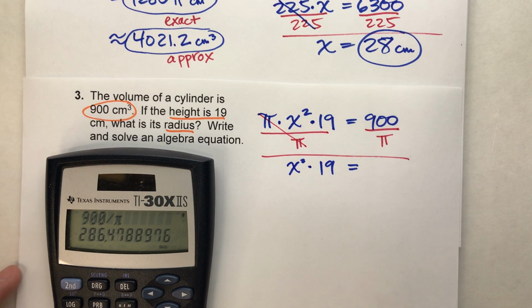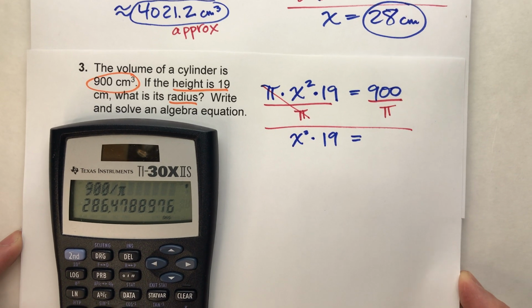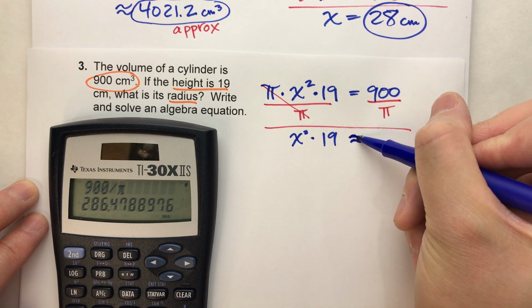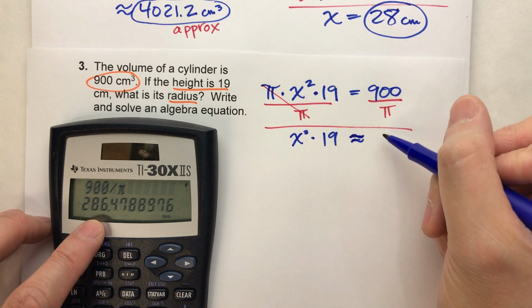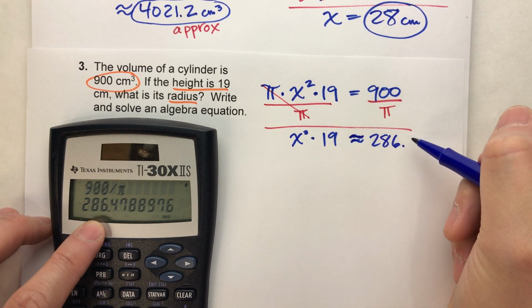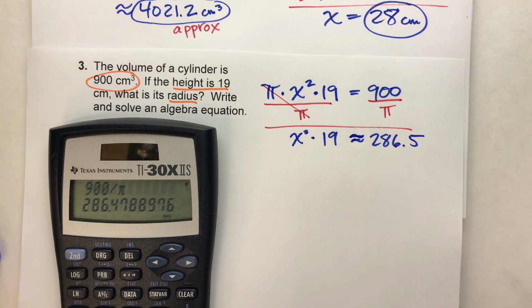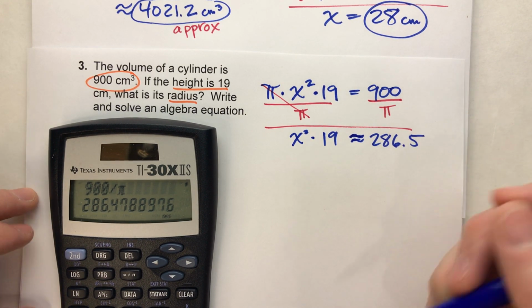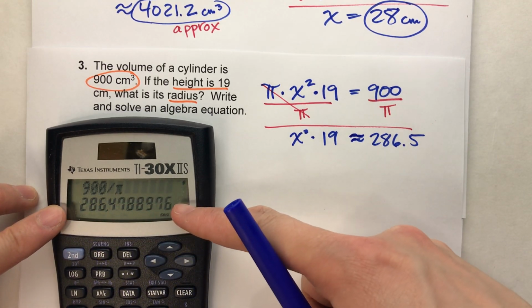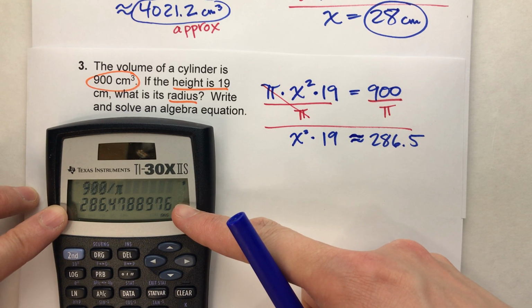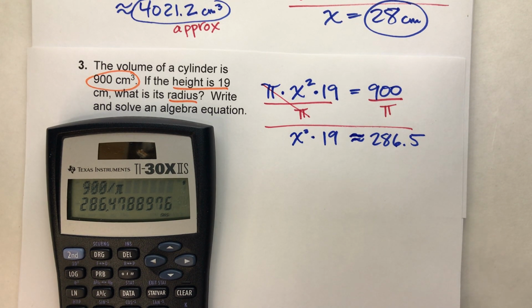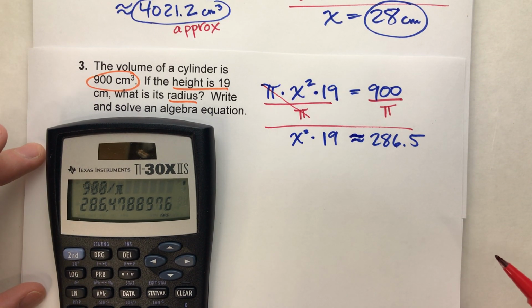Boom. Kind of a mess, but that's okay. So here's what I'm going to do. I'm going to turn this into an approximately equal sign, and I'm just going to round this to 286.5. But even though I wrote that down, that's not the number I'm going to use. I'm going to actually use this number when calculating my next step. All right, so I'm going to keep it on my calculator screen because I'm going to try to be as precise as possible as I work through this.